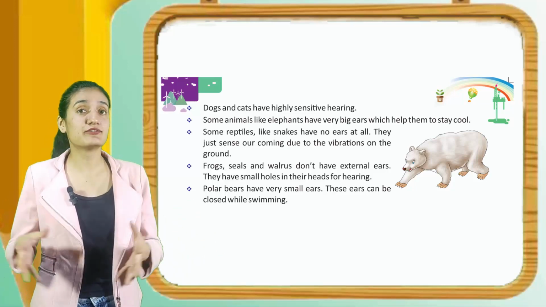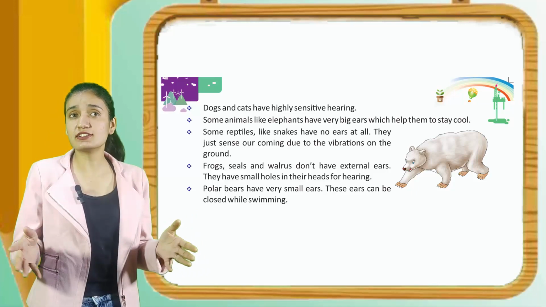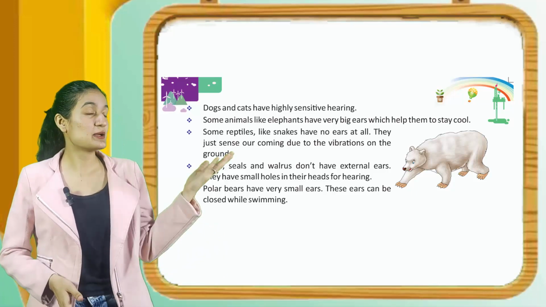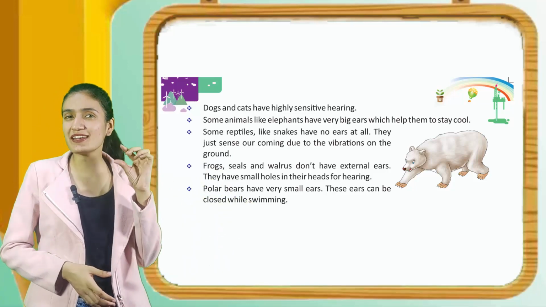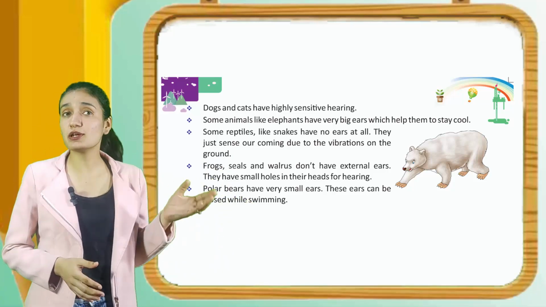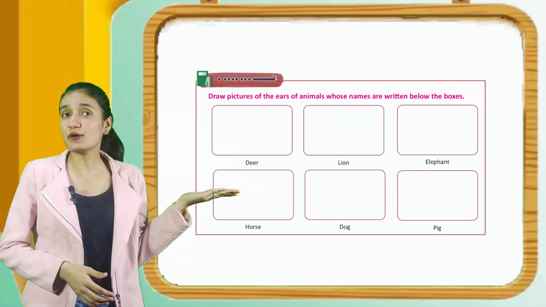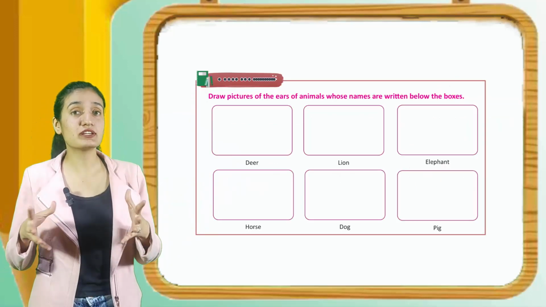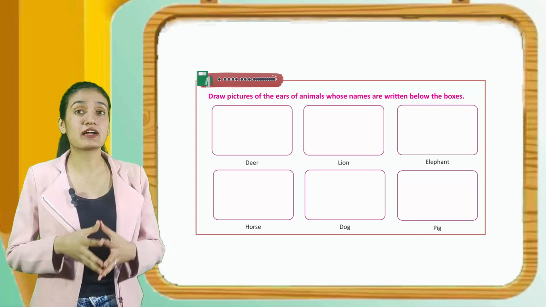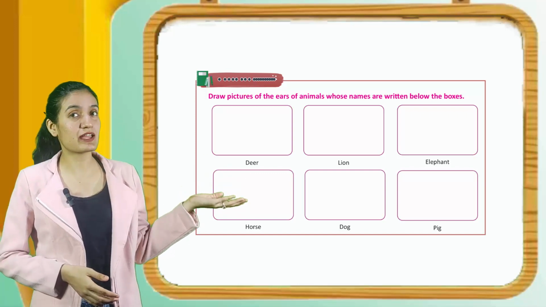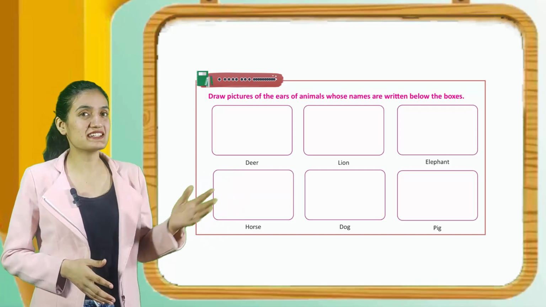Frogs, seals and walrus don't have external ears. They have small holes in their heads for hearing. Polar bears have very small ears. These ears can be closed while swimming. Here you can see a polar bear. Now the activity: draw a picture of the ears of animals whose names are written below the boxes. Here you can see the different names of the animals and you have to draw their ears.